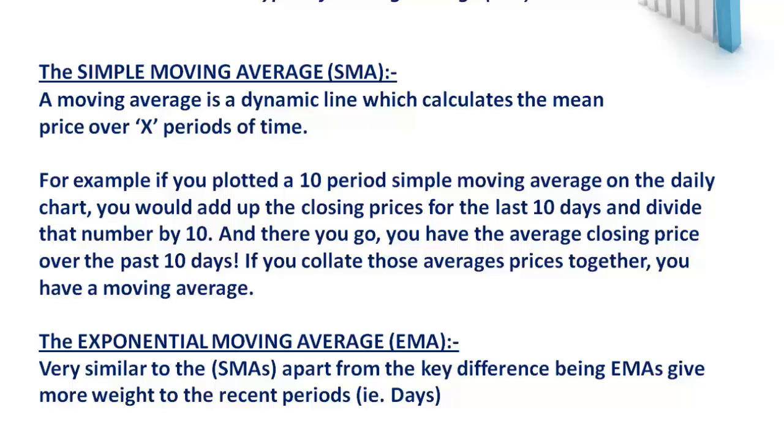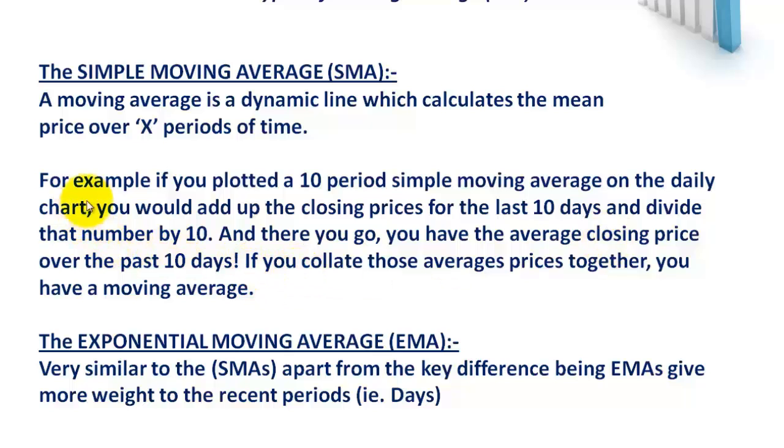But what both moving averages have in common is that they're simply dynamic lines which calculate the mean price over a certain period of time. It could be 20 periods of time, it could be the average mean price over 20 days, i.e. the 20 moving average, or it could be the mean price over 50 days, hence the 50 moving average.